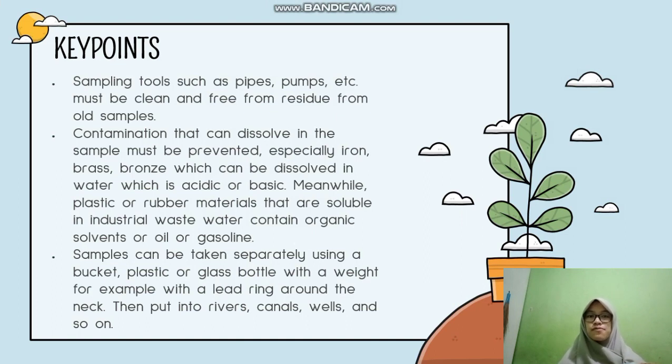Contamination that can dissolve in the sample must be prevented, especially iron, brass, and bronze, which can be dissolved in water that is acidic or basic. Meanwhile, plastic or rubber materials are soluble in industrial wastewater containing organic solvents, oil or gasoline. So, don't choose a container made of plastic or rubber if the sample is organic.